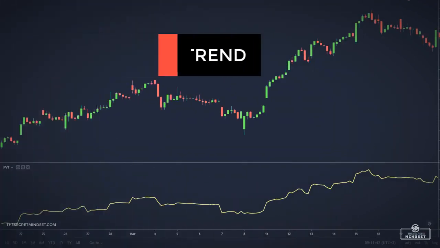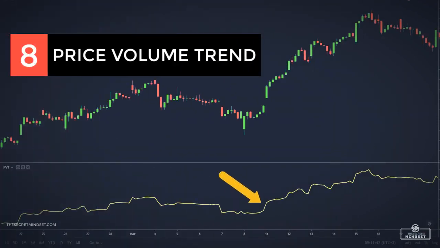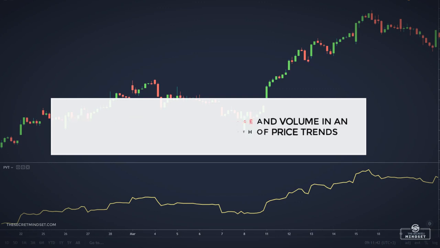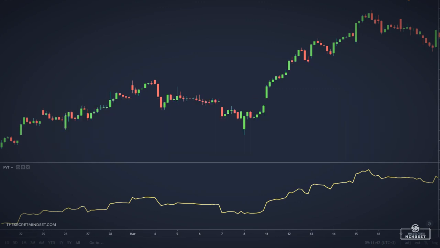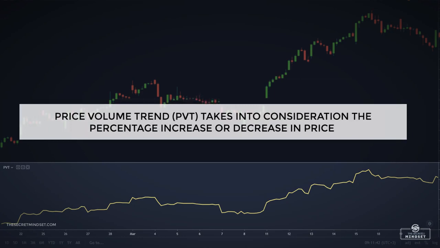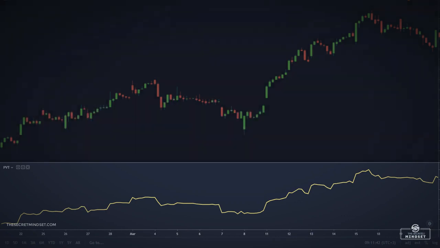Another indicator is the price-volume trend. This indicator combines percentage price change and volume in an attempt to confirm the strength of price trends or, through divergences, to warn of weak price movements. Unlike other price-volume indicators, the price-volume trend takes into consideration the percentage increase or decrease in price, rather than simply adding or subtracting volume based on whether the current price is higher than the previous day's price.